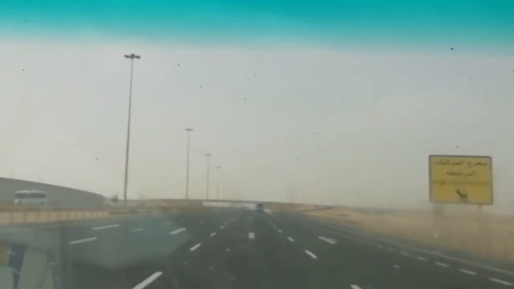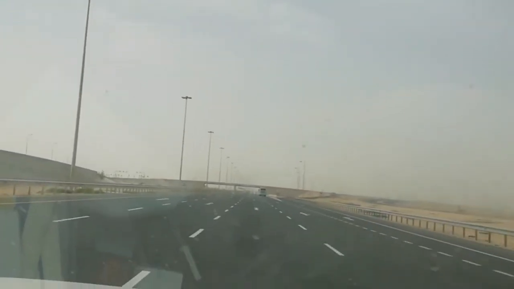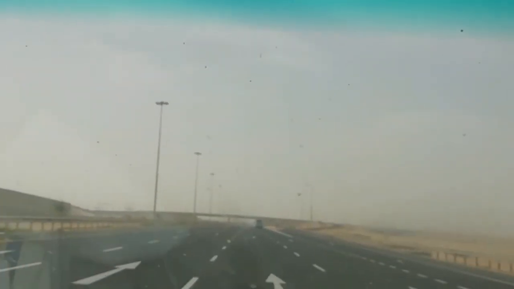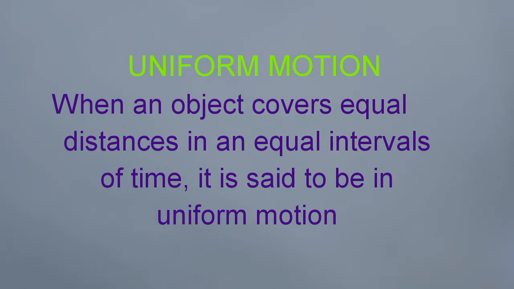Vehicles moving through a straight road with the same speed also covers equal distance in an equal interval of time. From the above examples, we can say the second hand of the clock and the vehicle moving through a straight road are in uniform motion. When an object covers equal distances in equal intervals of time, it is said to be in uniform motion. Rotation of the earth, revolution of the earth, soldiers doing parade, vibrating needle in a sewing machine are some examples of uniform motion.